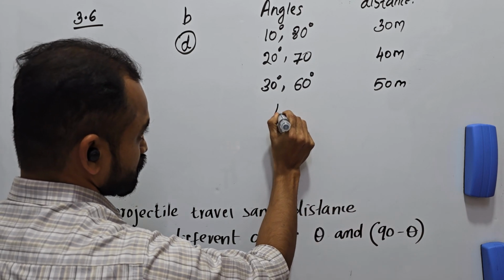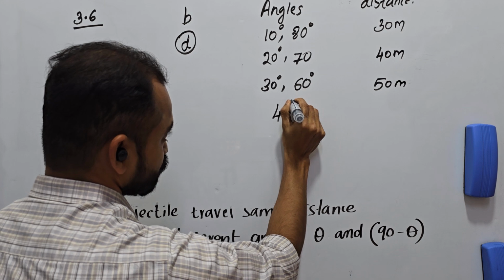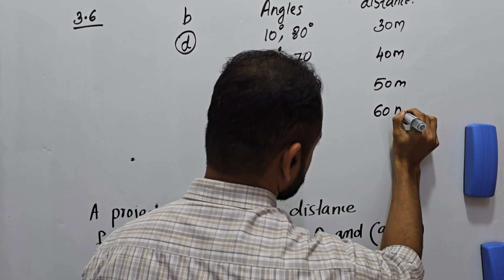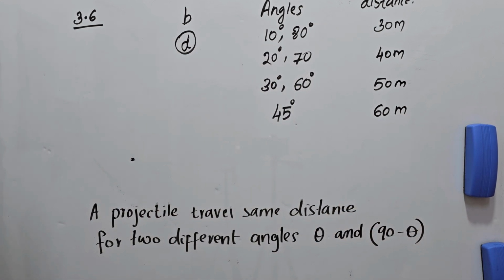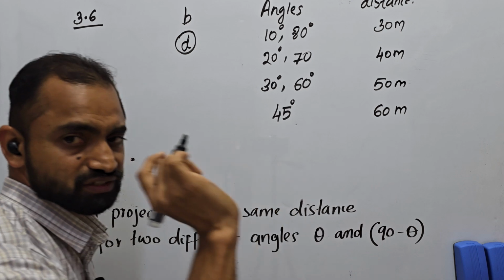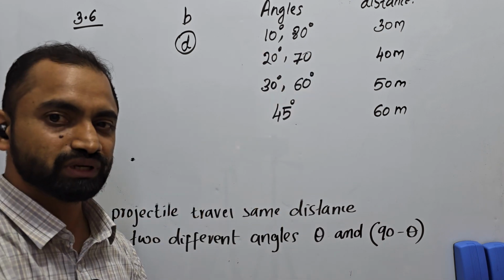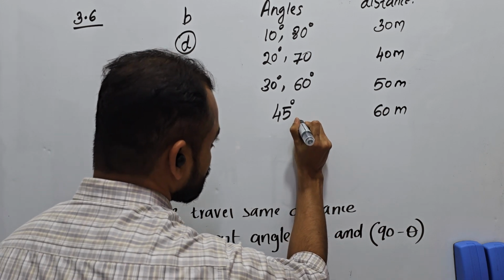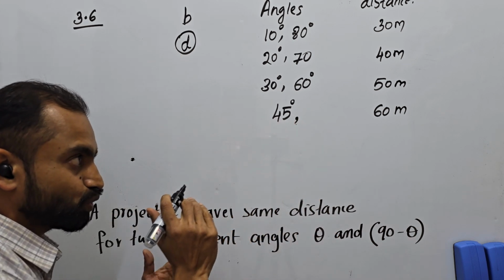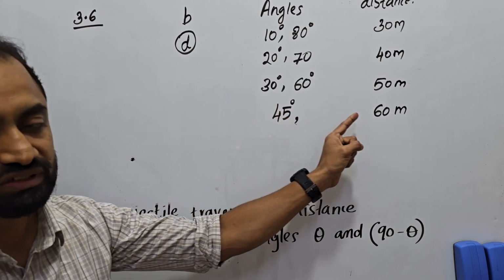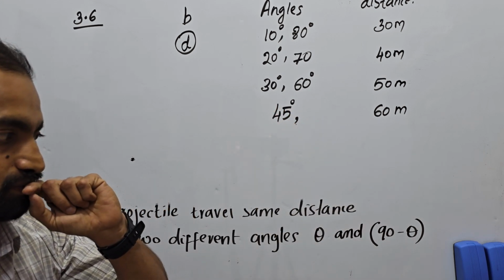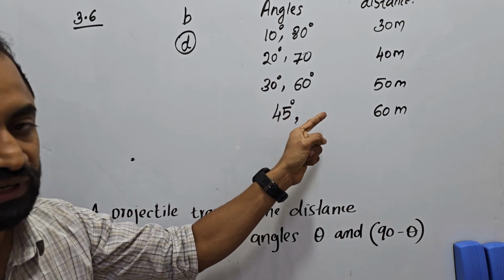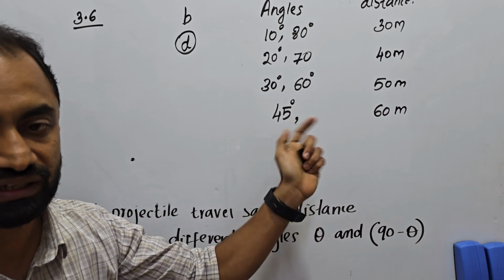Next, students, we are throwing at an angle of 45 degrees. It is traveling a distance of 60 meters. We are throwing it at the same speed. Speed we are not changing. I am throwing it with the same strength. At what other angle will the projectile travel the same distance? Again 45, right? Same angle. So at 45 degrees there is only one angle.